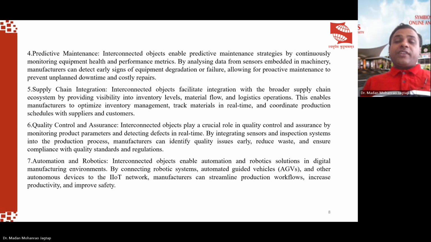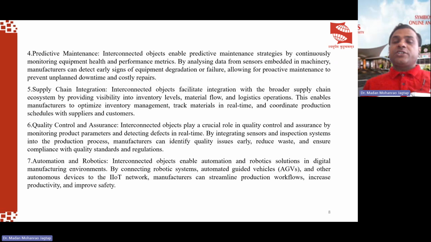So the supply chain ecosystem provides visibility for the inventory levels, material flow, and logistic operations. This further enables manufacturers to optimize the inventory, track the materials in real time, and coordinate production schedules with suppliers and customers. Then quality control and assurance. We can achieve quality control and assurance with the help of interconnected objects.